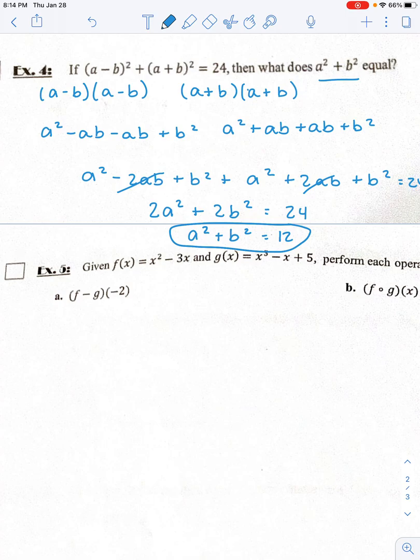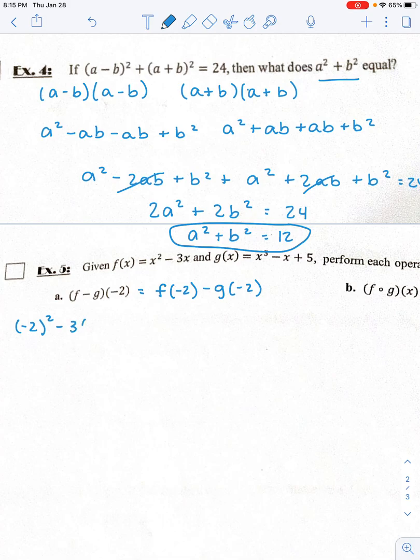All right, example 5. We're going to get back to doing some operations, that function composition that we worked with at the very beginning of the year, as well as with our polynomials. We have our two functions, f of x and g of x. This first one says (f minus g) of x at negative 2. Another way to write this, remember, is f of negative 2 minus g of negative 2.